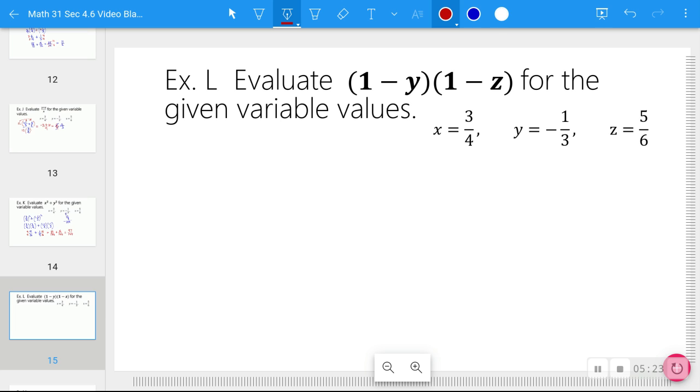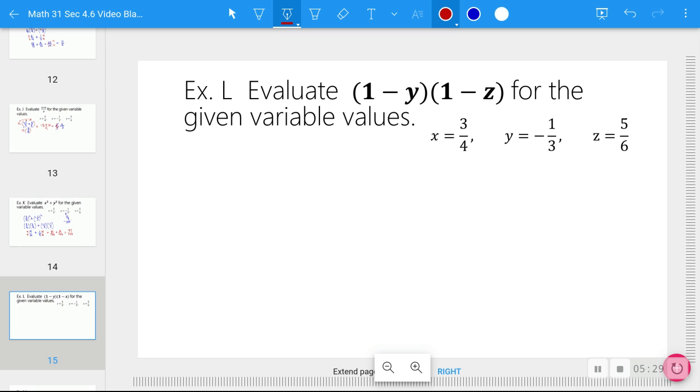Okay, example I, and I think there it goes to K, so we're getting close here to the end. 1 minus the Y times 1 minus the Z. Okay, the first thing you're going to do here is take care of the double negative. Okay, 1 plus 1/3 and 1 minus 5/6.